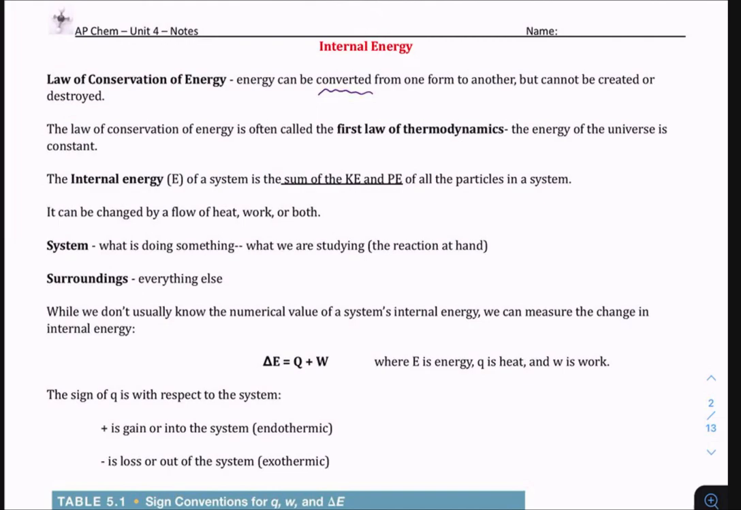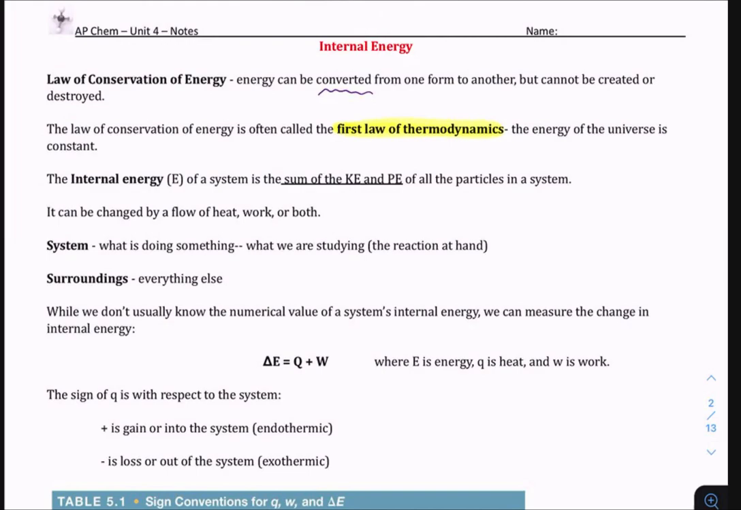Okay, so this is known as the first law of thermodynamics. Sometimes it's interpreted as the energy of the universe is constant. I'm kind of oversimplifying it here. Technically, in thermodynamics, there's way more parameters that need to be explained, but those are outside the scope of this unit. All right, so right now, you just need to know that simple law of conservation of energy. Energy is not created nor destroyed.